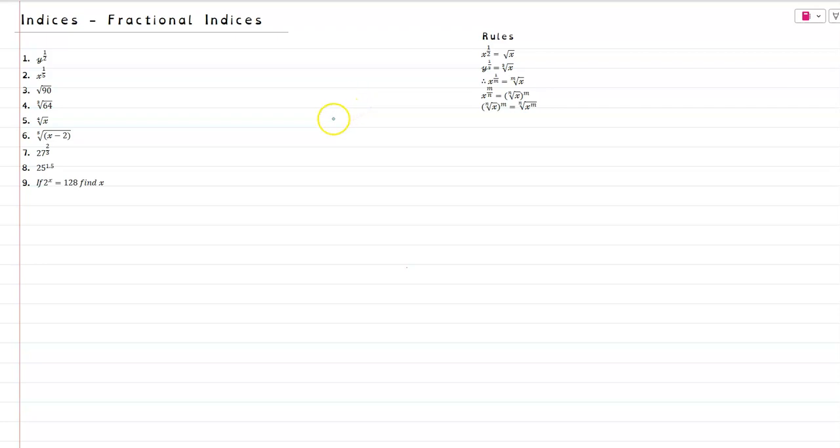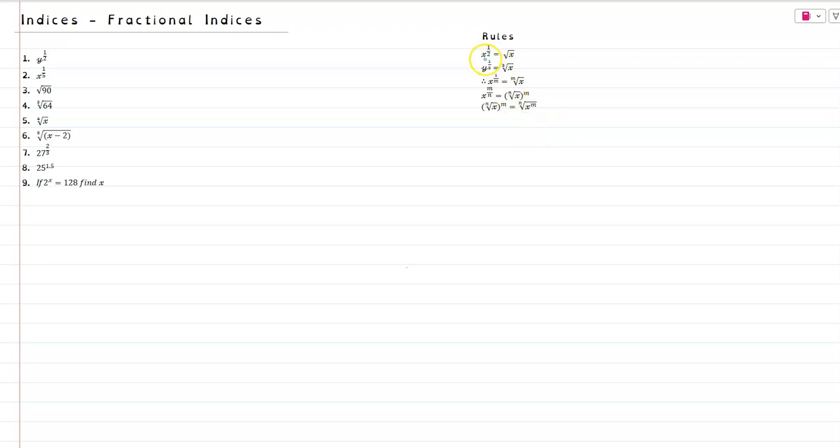Today we're going to do indices, fractional indices. So we've already learned about the normal indices where we had our bunch of rules that we had to write down, but now we're actually going to work with indices that have fractions. But before we go to that point, we need to learn our rules.